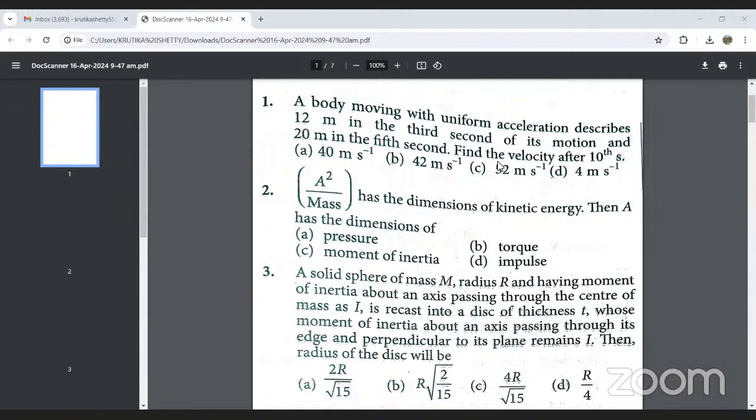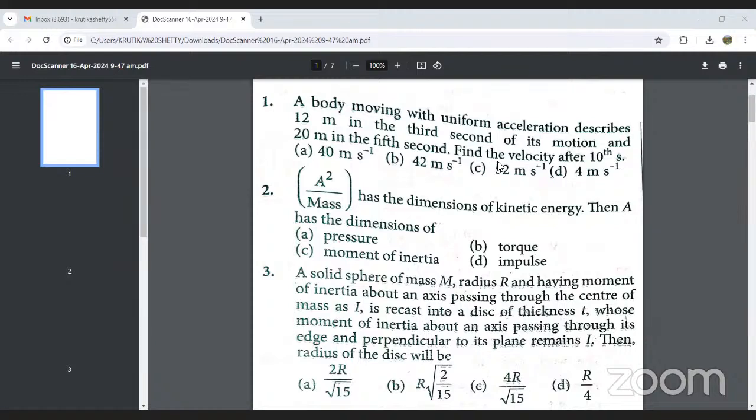Here we have the first question: a body moving with uniform acceleration describes 12 meter in the third second of its motion and 20 meter in the fifth second. Find the velocity after the 10th second. The options given are 40 meter per second, 42 meter per second, 52 meter per second, and 4 meter per second. So the distance is 12 meter in the third second, and it is 20 meter in the fifth second.